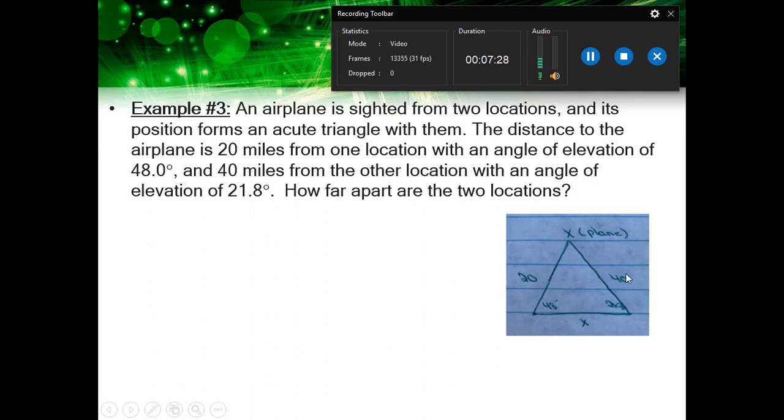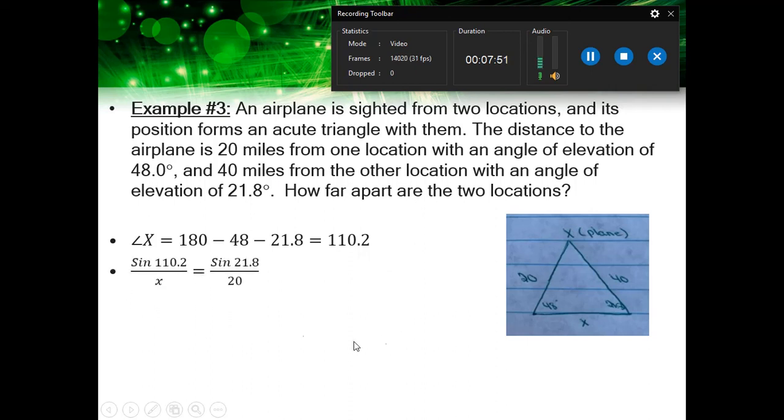So again, I have three sides, and I actually have two angles. And couldn't I find the third angle? We could actually use the law of sines here, which is easier than the law of cosines. So let's find the measure of angle x. If I subtract off the two pieces that I do know, that means that angle x is 110.2 degrees.